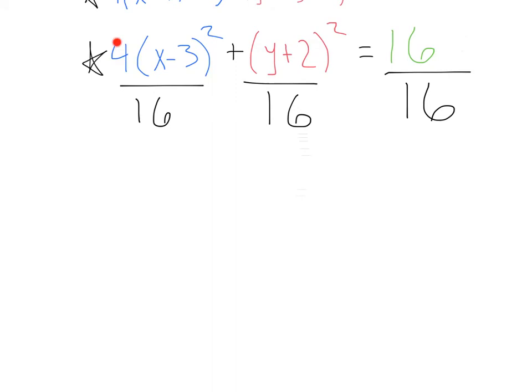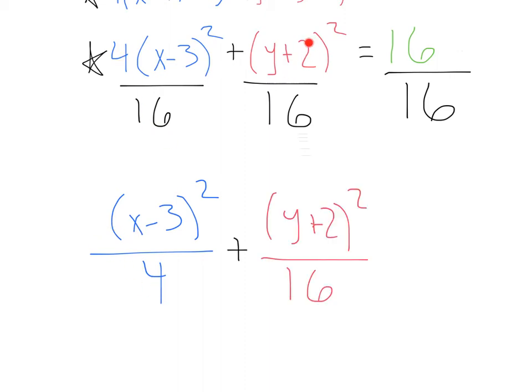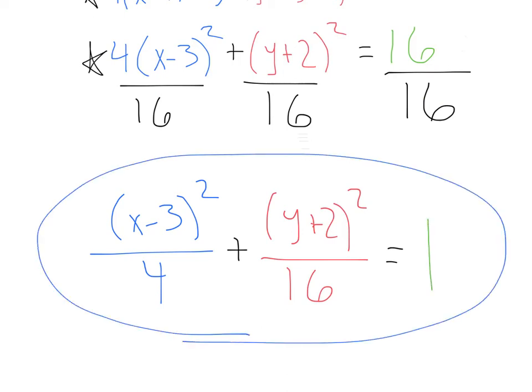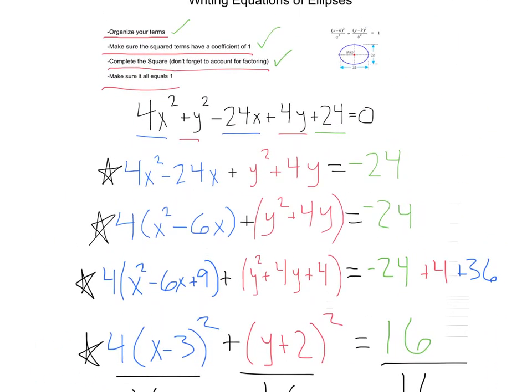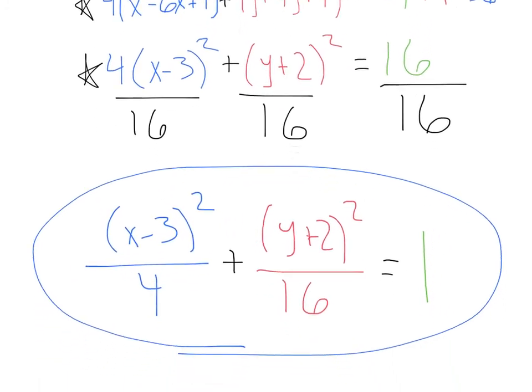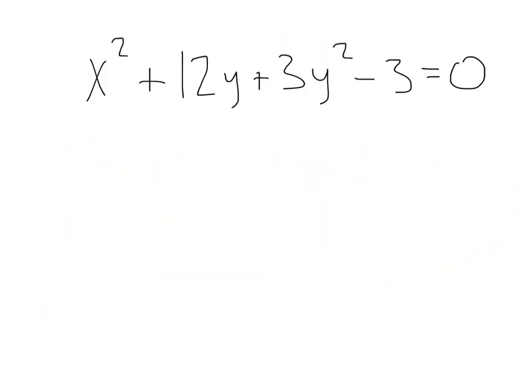You're going to see we have this 4 over 16. That's going to leave us with x minus 3 squared all over 4. That 4/16 turned into 1/4, plus y plus 2 squared over 16, nothing to change there. And of course, that's going to all equal 16 divided by 16, 1. Perfect. Looks like we have our equation of an ellipse in standard form. We can make our last check mark. Boom. Done. Lovely. Let's do one more for good measure.